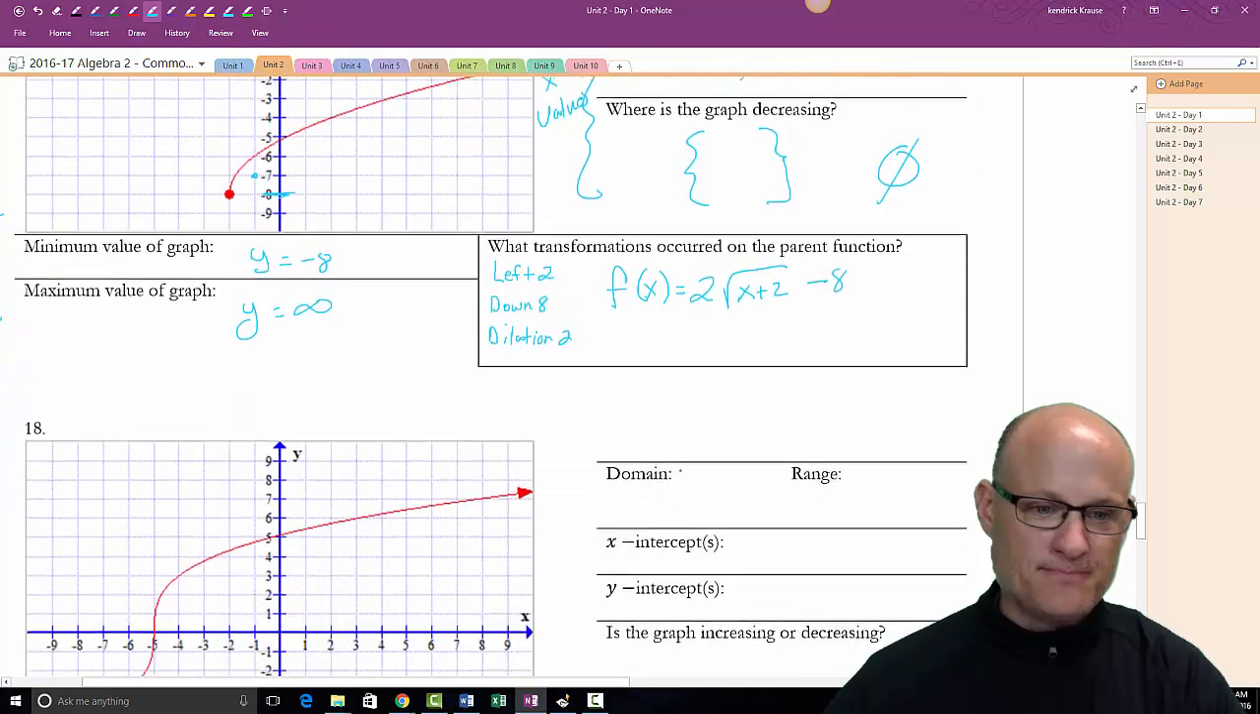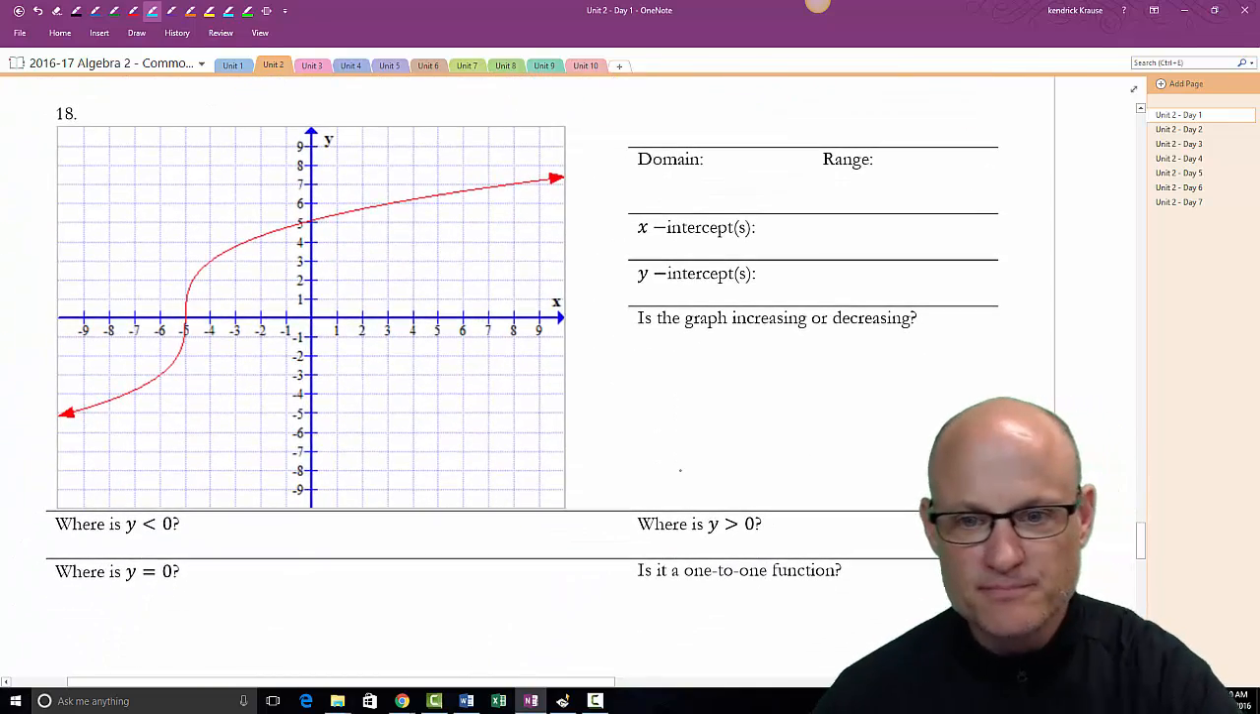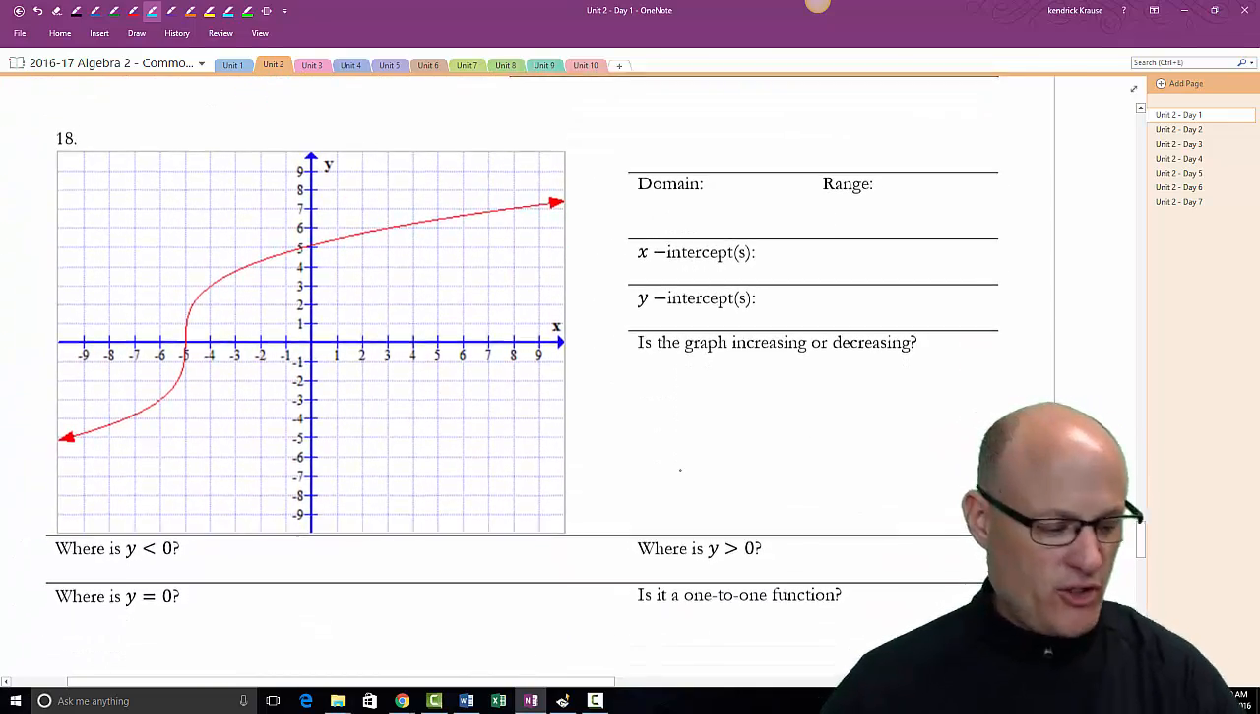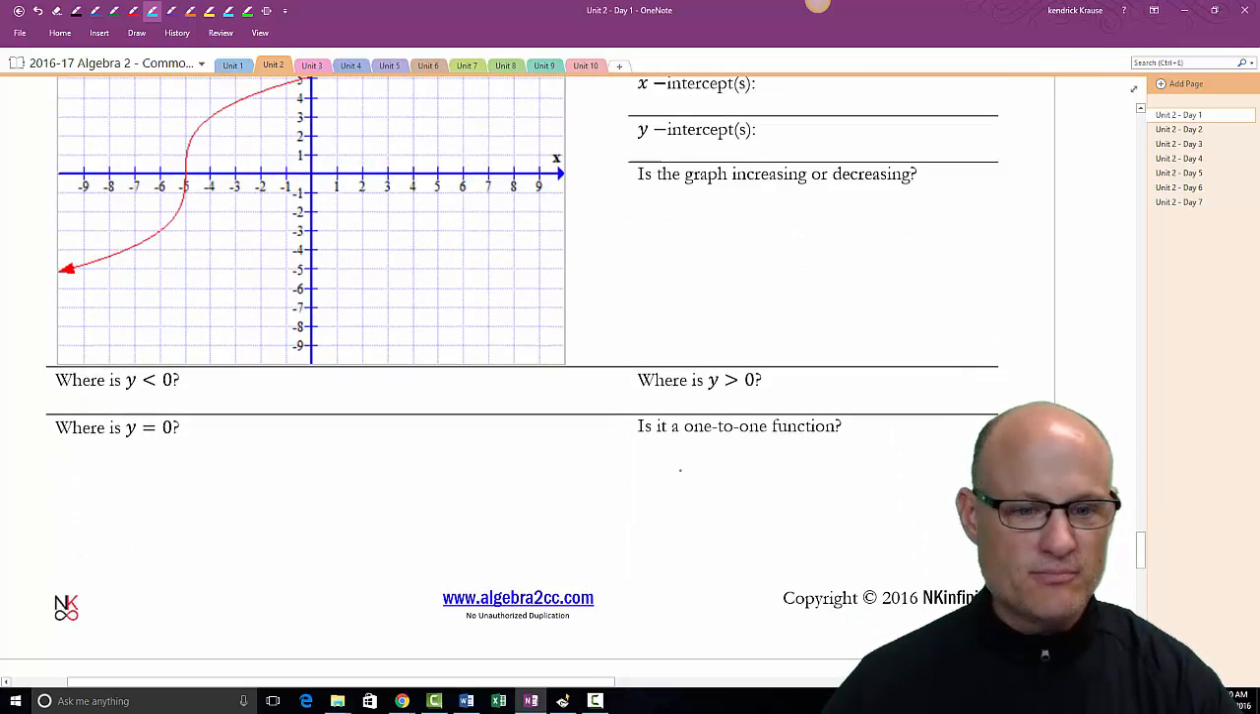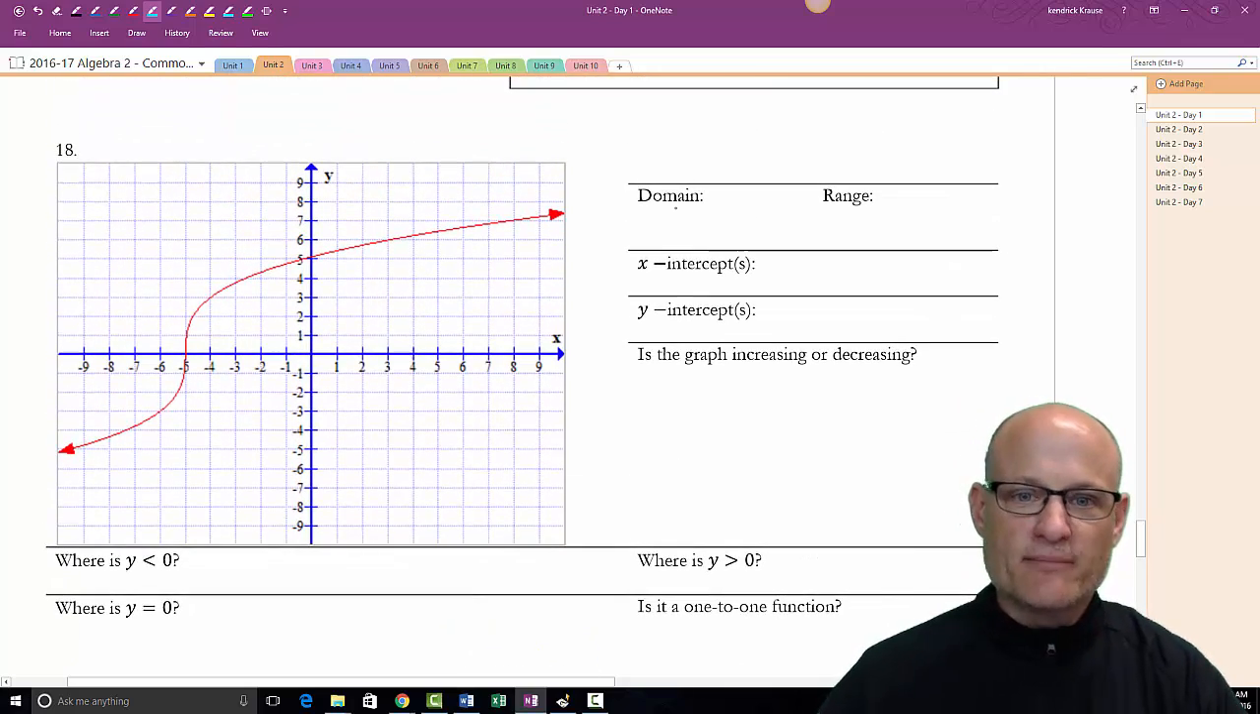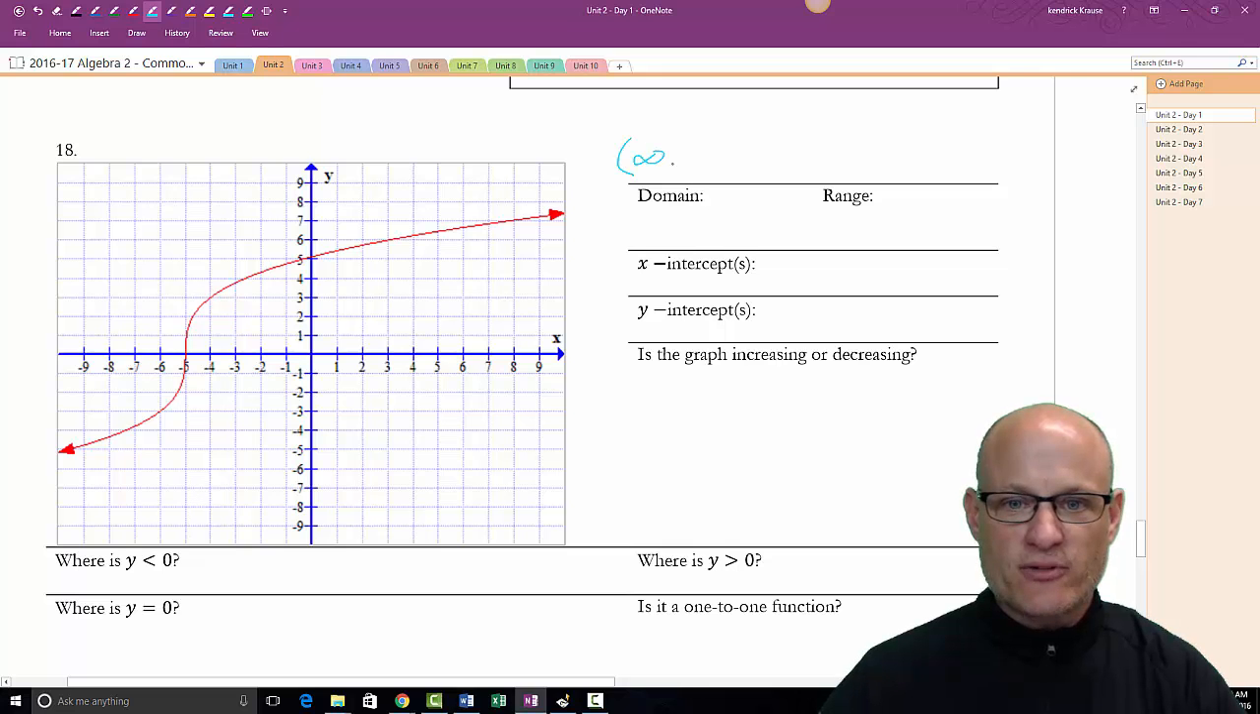All right, moving on. Last problem. All right, there's a cube root function. So what is the domain? Domain, all reals. Goes forever and ever to the left. It goes forever and ever to the right. What's the range? It goes forever and ever down. It goes forever and ever up.